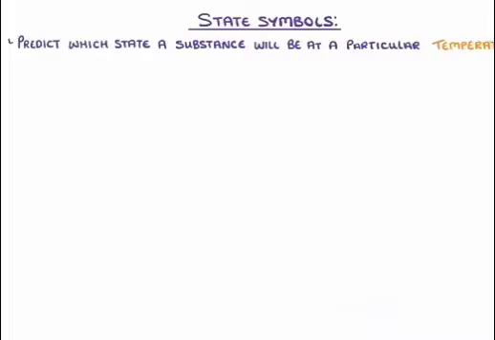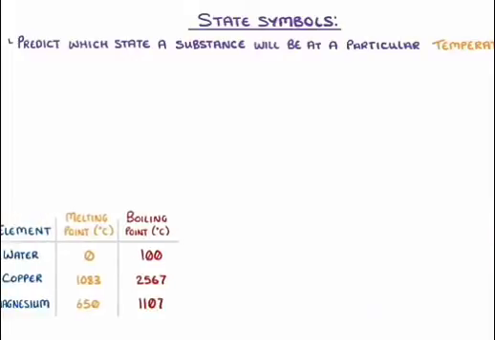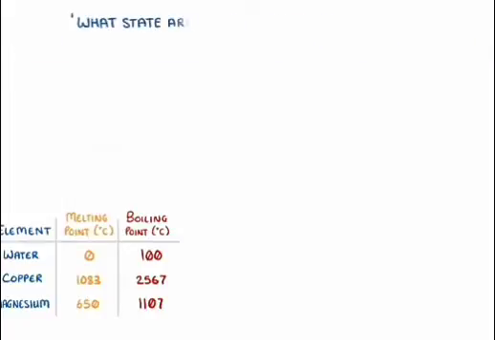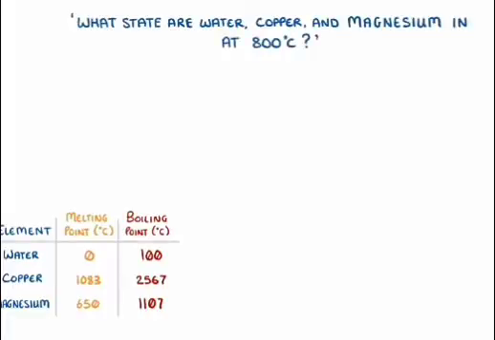In your exams, you might be asked to predict which state a substance would be in at a certain temperature. For these, they'll normally give you some data, like in this table, and then ask you questions based on that information. For example, what state are water, copper, and magnesium in at 800 degrees Celsius? One way to conceptualize this stuff is to imagine the temperatures on a number line.